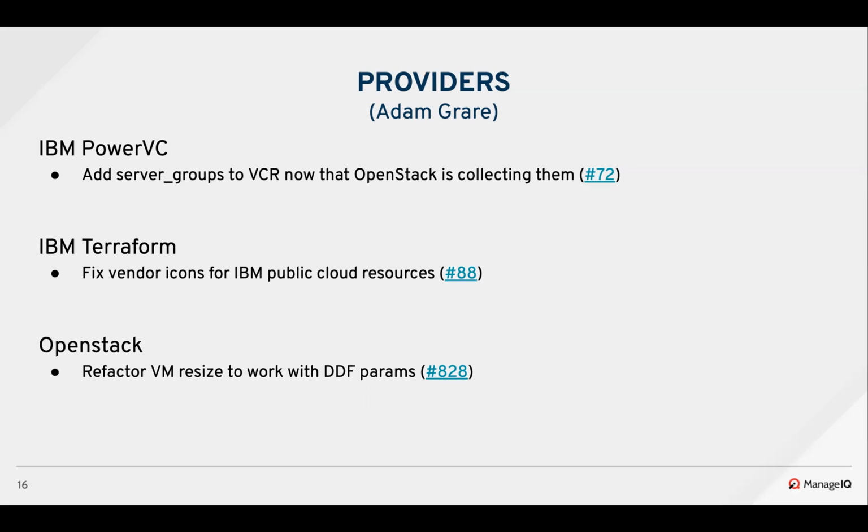For Terraform, Jay from the Power team fixed a few icons that he noticed were wrong in the IBM Terraform repo. Some of the IBM public cloud resources were using the standard IBM logo as opposed to the IBM Cloud logo, so we fixed those. OpenStack, Eliza refactored the OpenStack VM resize method to use the new DDF parameters that were added in core and in Power. Next slide.